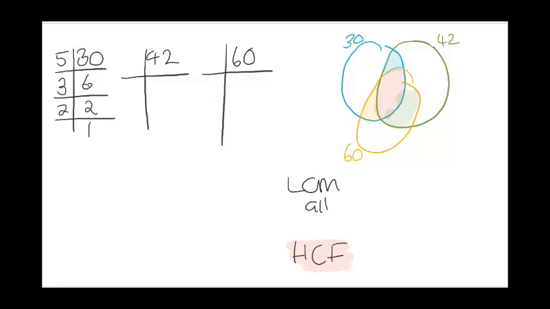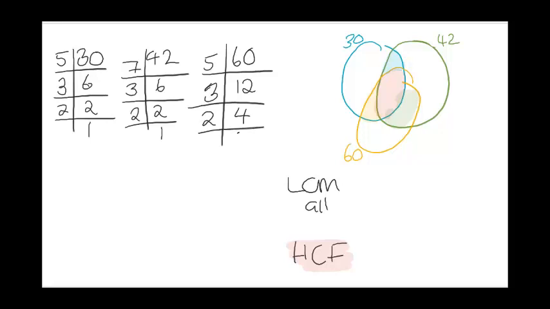Next up, let's try factorizing 42. 42 divided by 7 gives me 6. 6 divided by 3 gives me 2. And 2 divided by 2 gives me 1. Let's do 60. 60 divided by 5 gives me 12. 12 divided by, no, I can't say 4. Let's say 3, it gives me 4. And then 4 divided by 2 gives me 2, and 2 divided by 2 gives me 1. So I have got my factors.